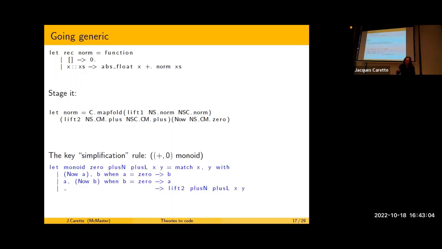Key part here is that we do have a monoid, and therefore, when I have a known A, which is zero, plus B, then that's just B. Same from the other side. This is obvious, right? This is just the one simplification rule we have from monoid. Otherwise, we don't know anything. We just keep going. Or plus N and plus L. They're the now plus and the later plus.